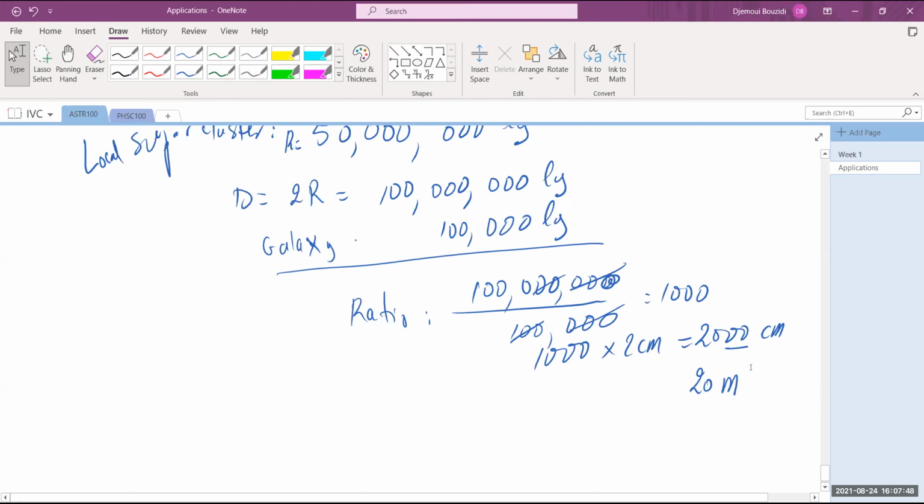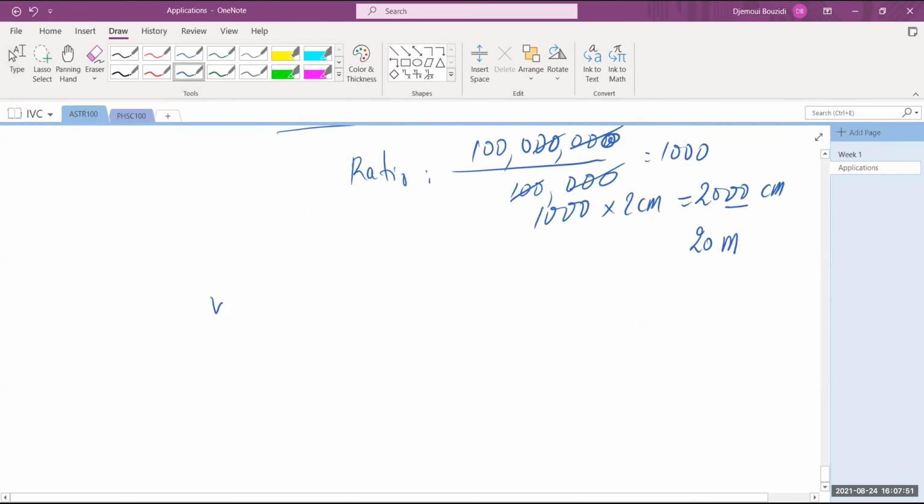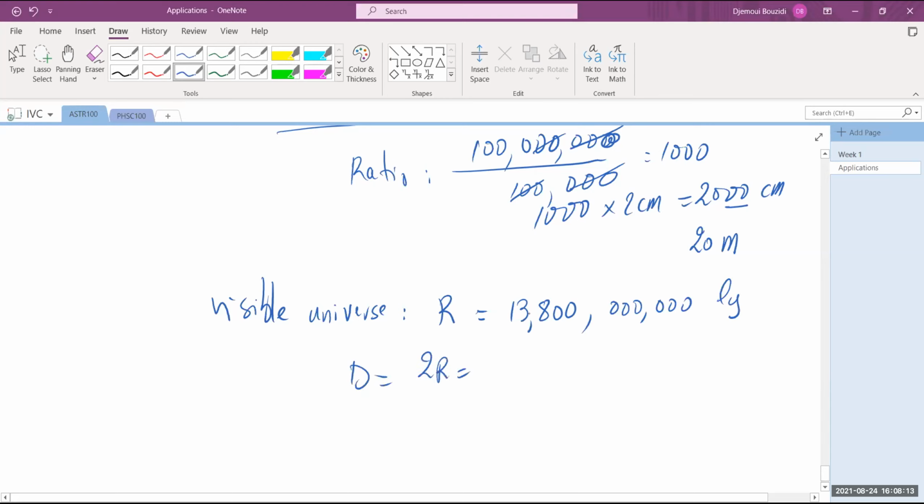Then it asks about the visible universe. That's the last part of the question. So the visible universe, not the entire universe, the visible universe, what you can see, its radius is going to be 13.8, or 13,800,000,000 light years in radius, which means across in diameter it is twice r, which when you multiply this number is going to be 27,600,000,000 light years. Again, I assume that you have access to a calculator when you do this calculation.